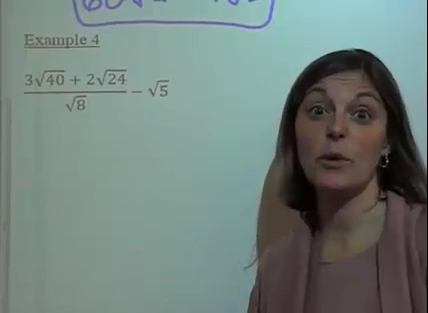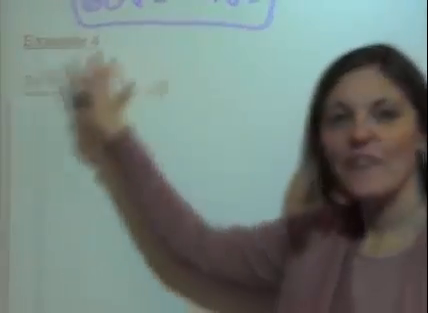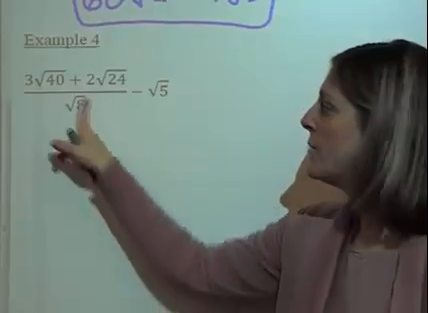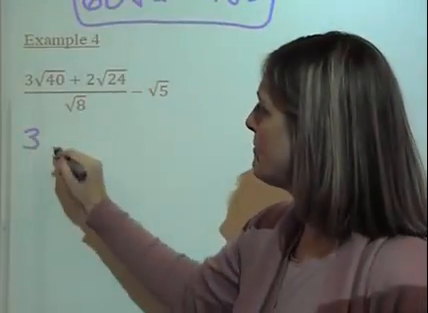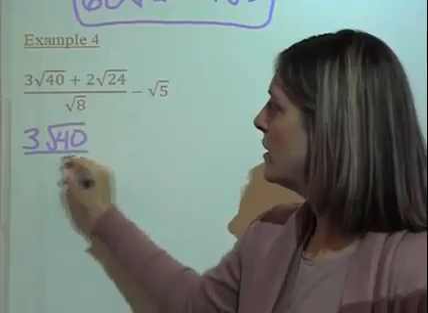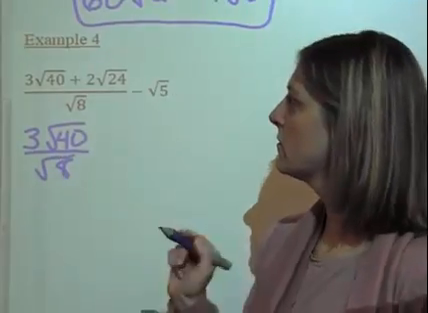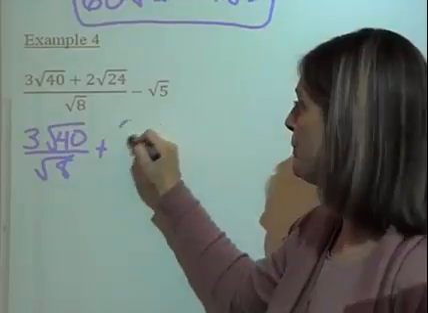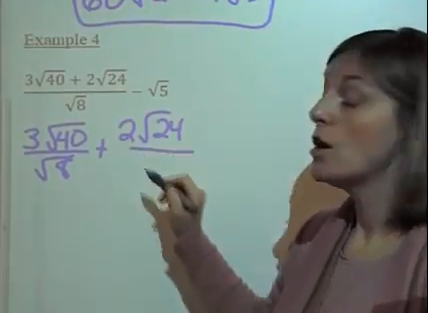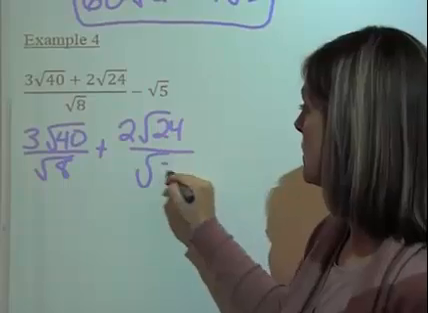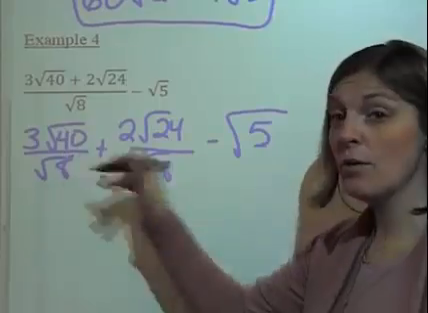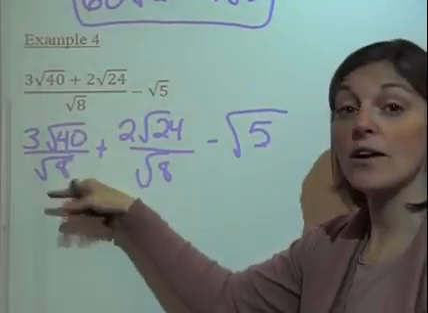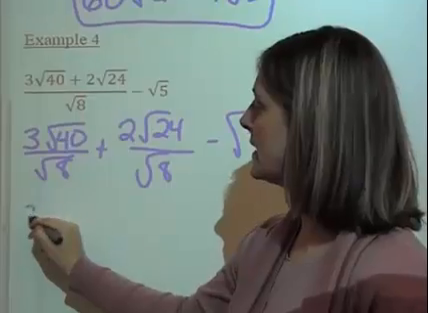Now let's take a look at example number 4. When we have fractions here, we can break them apart. Because this is just one term on the denominator, you can separate that numerator. So we can say 3 square root of 40 over the square root of 8 plus 2 square root of 24 over the square root of 8, and then minus square root of 5. So now what you can do is, because these are both under radicals, you can divide those. So that's really like saying this.